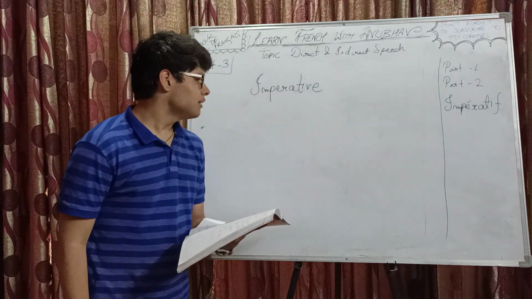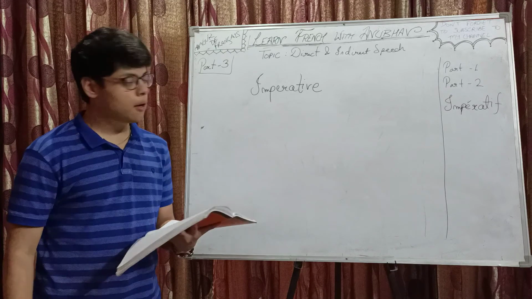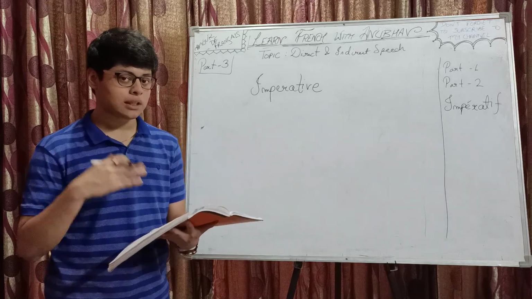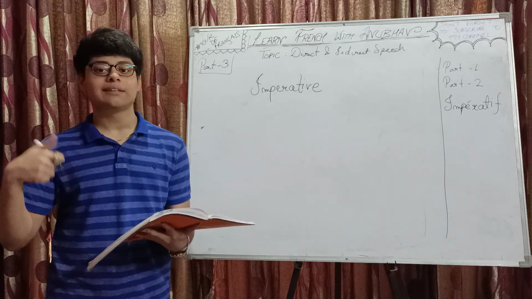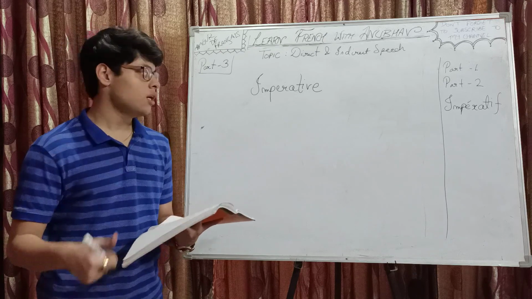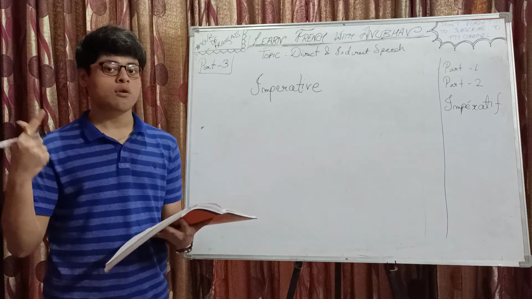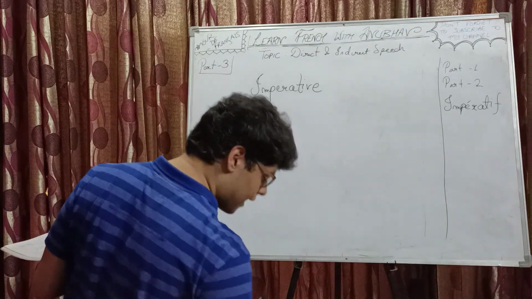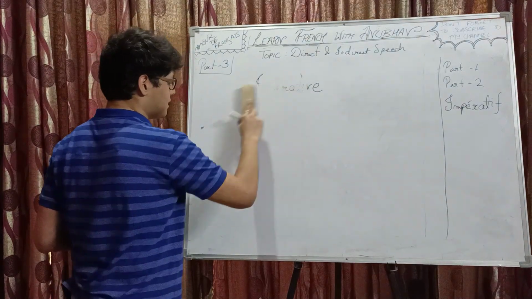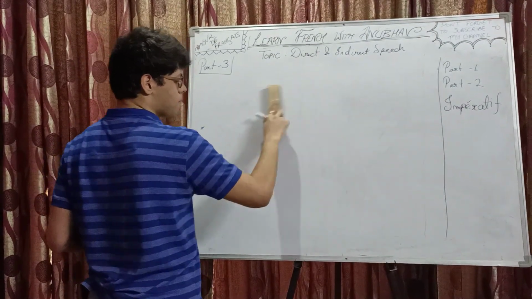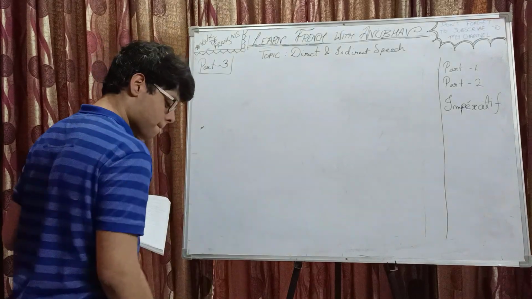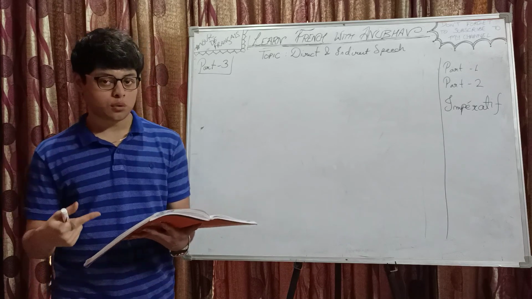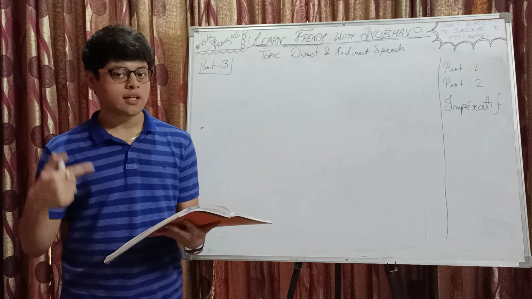Some consider the imperative a tense, some consider it a verb form, both are fine. This form is used to give commands, orders, advice, etc. And it's done with only tu, vous, and nous. And when you're writing that in a statement, an exclamation mark at the end is necessary. So, how to do direct and indirect speech with the imperative.